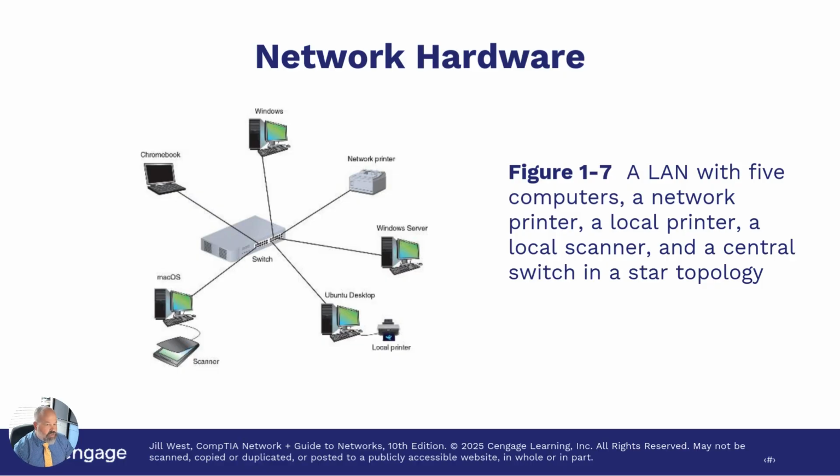This diagram shows a LAN, a local area network. This has 5 computers, a network printer, a local printer and scanner, and a central switch that everything connects to. If you look at the physical arrangement here, it's a star topology. Everything runs through that central switch in the middle. If the switch stops working, the whole network stops, just like a roundabout without any exits.